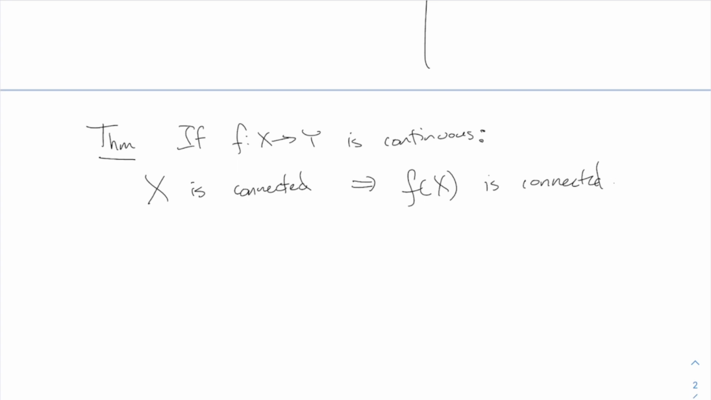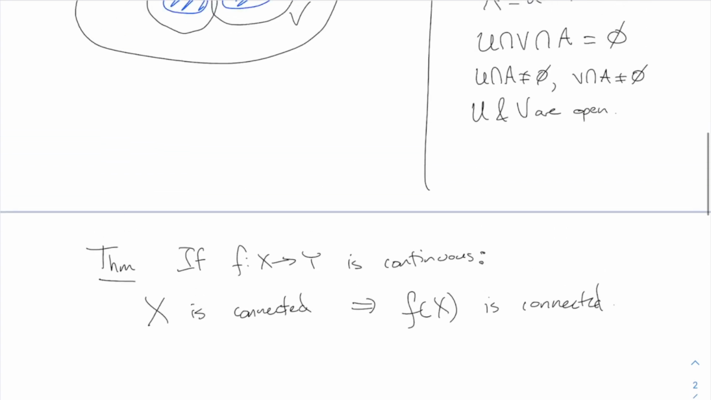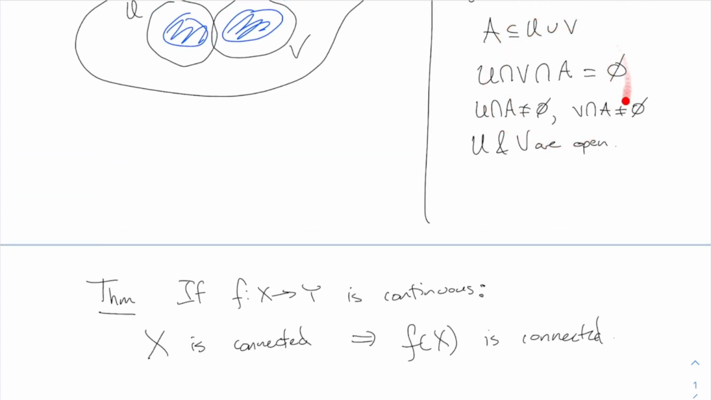And when I say this over here, f of x is connected, what I mean is f of x is connected in the subspace topology, which means there is no separation in this sense right here, separation of a subspace. All right, let's see if we can do this.